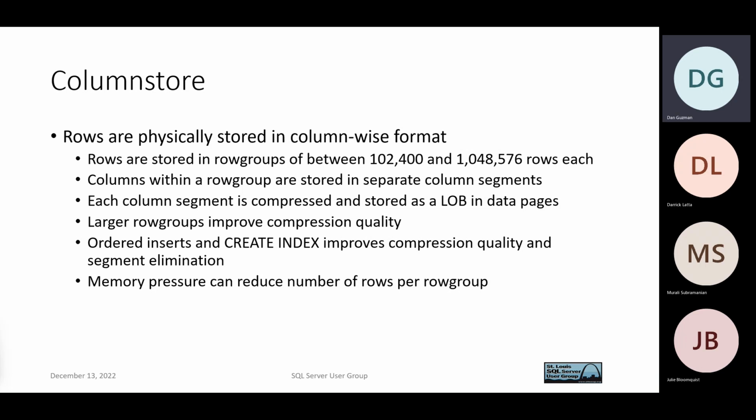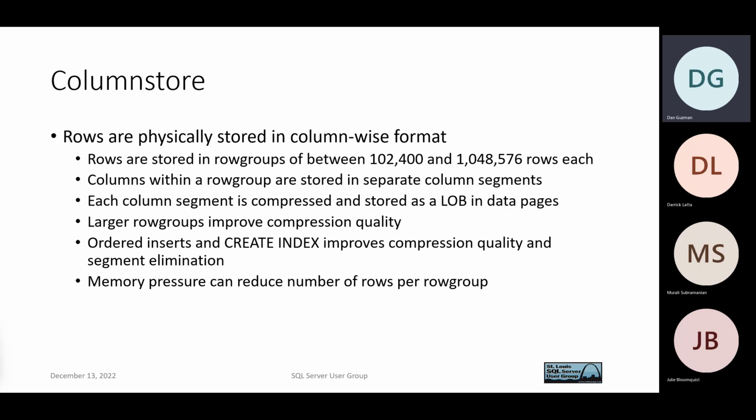And each of those column segments, which is essentially the group of up to 1 million rows, is compressed and stored into LOB pages inside the database. So it's really nothing more than a large object, not structured rows like we have in a row store. That helps compact space quite a bit because the data is compressed as it's put into those LOB pages.